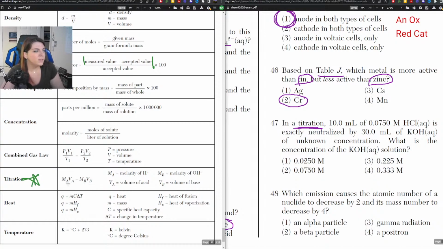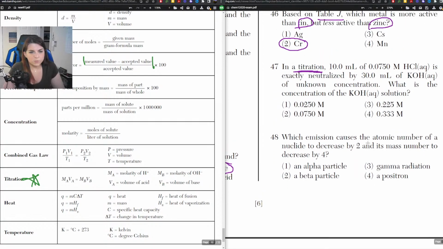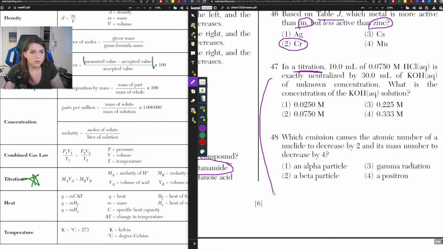This is that the molarity of the acid times the volume of the acid is equal to the molarity of the base times the volume of the base. So I'm going to do my math right down here. The molarity of the acid times the volume of the acid is equal to the molarity of the base times the volume of the base. Here's my acid. I know it's an acid because the H is in the front. My molarity is that big M.